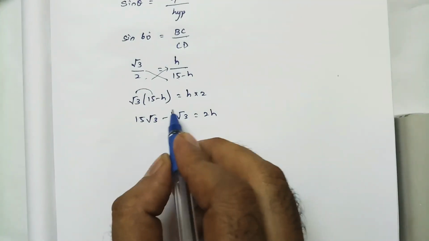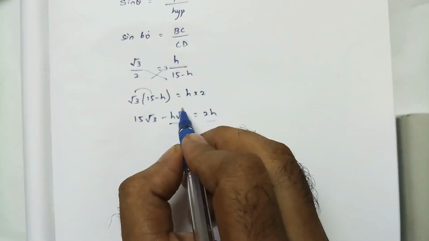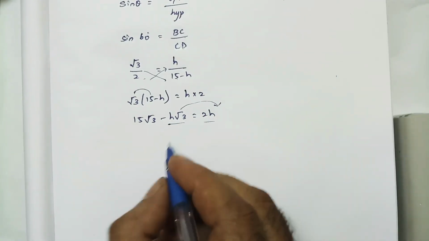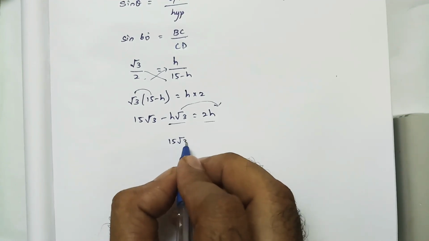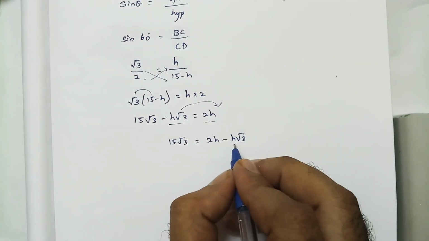So keeping the variable term fully on one side, here the H term, and just taking this H term to the RHS. So minus H root 3 will become plus H root 3. So what is the remaining? 15 root 3 is equal to 2H minus H root 3, right?